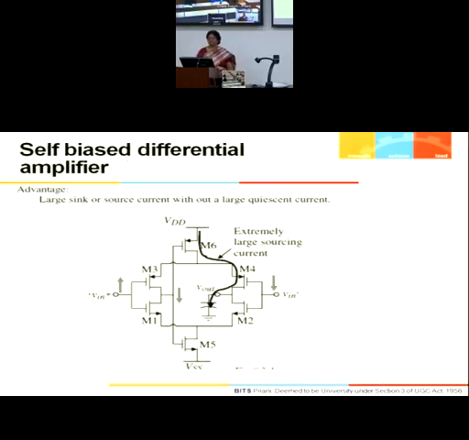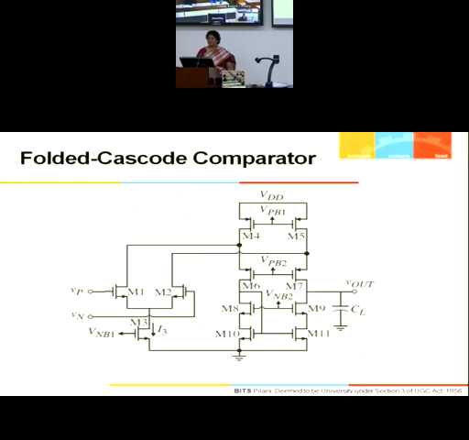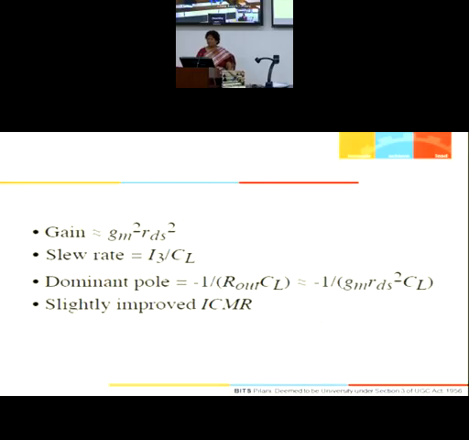This is a different self-biased differential pair. This I will not discuss. Maybe you can look at it on your own. This topology is also given in Allen and Holberg's book. Okay. Folded cascode comparator. I think this is what I have.